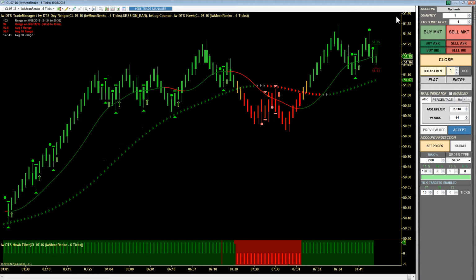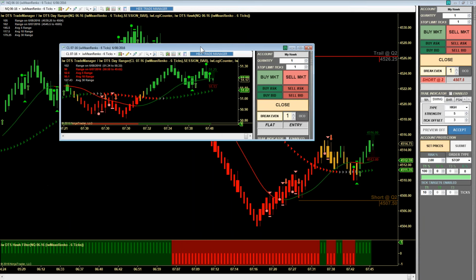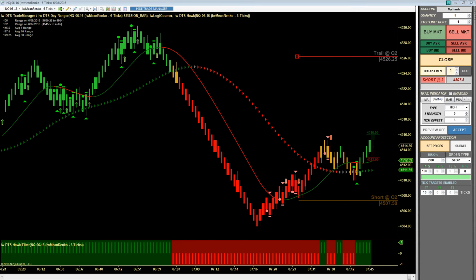Even if, to my eye, it doesn't look like it can go anywhere. The DTS system, like I said, there's about a half a dozen parameters that have to be met before a signal is even generated. So there's a lot of stuff going on. All right, they're not going to cooperate.